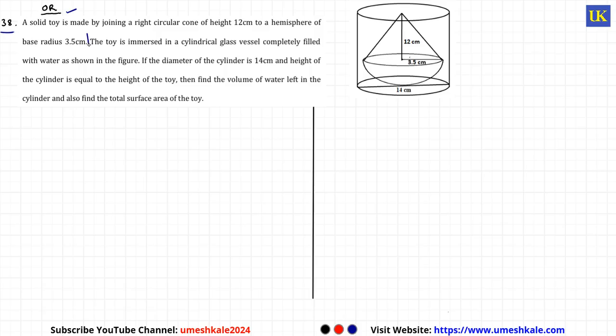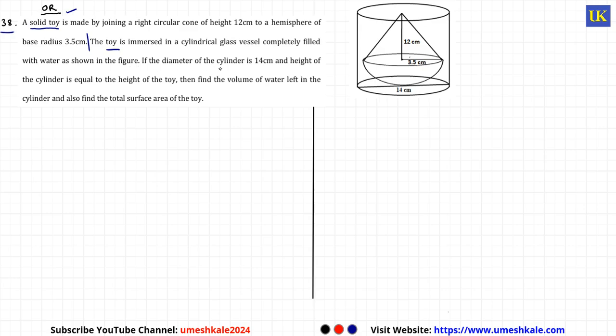Now there are two things. There is one solid toy and there is one toy. Solid toy means the entire thing, and the toy means only this cone and this hemisphere. What we are seeing inside this cylinder, this inside part, is only the toy part, and everything together is the solid toy. So the smaller inside part, the toy, is immersed in a cylindrical glass vessel, completely filled with water as shown in the diagram.